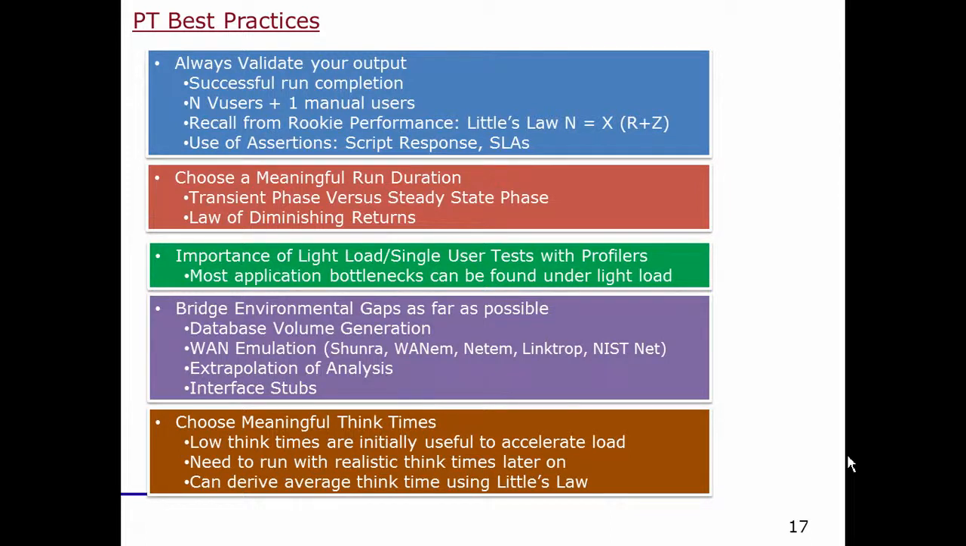Now, if you're not aware and you cannot have access to a real business user, you can use Little's law as mentioned above, where N is equal to X times (R plus Z). So you know the number of users N, you know what throughput you're targeting X, you know the response time target R, and based on that you derive the average value of think time Z.